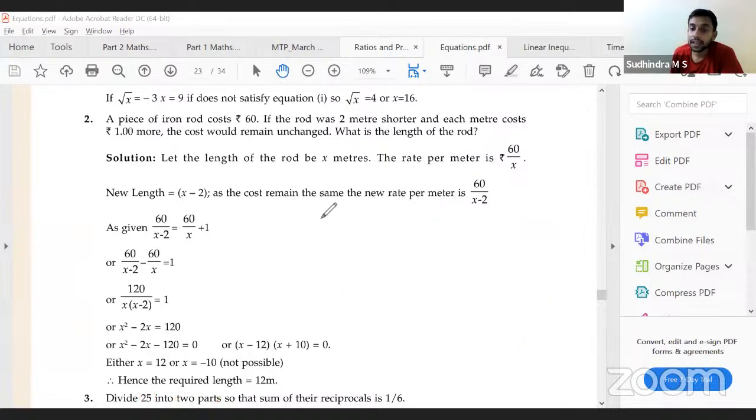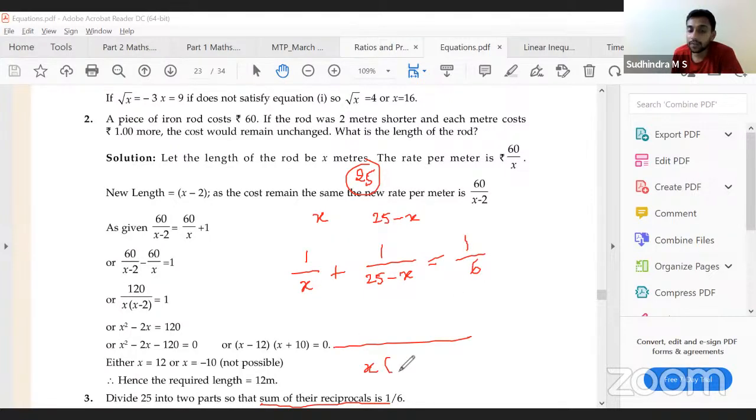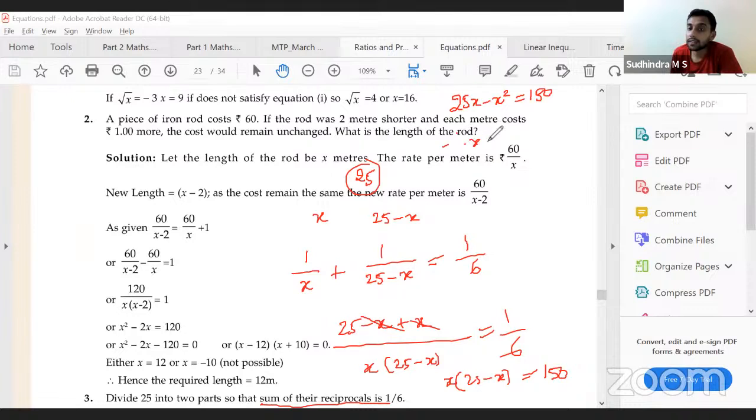So what I can do, I can consider one of the values as x, the other value will be 25 minus x, since I am dividing 25 into 2 parts. So their reciprocals, 1 by x plus 1 by 25 minus x, will be equal to 1 by 6, the sum of their reciprocals. So I'll take x and 25 minus x as LCM, then it will be 25 minus x plus x is equal to 1 by 6, minus x plus x gone. x into 25 minus x will be equal to 25 into 6, which is 150. So further simplifying this, 25x minus x square equals 150, or x square minus 25x plus 150 equals 0.